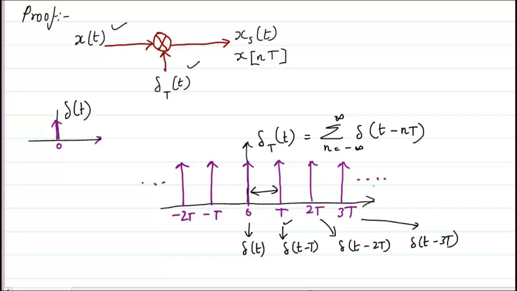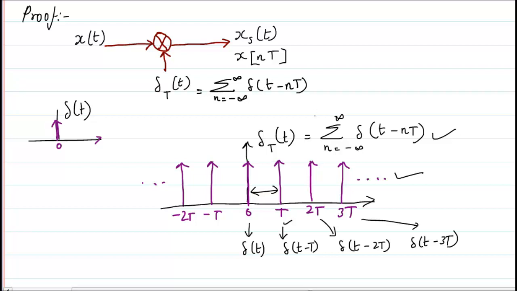This is important to remember: when we talk of a train of delta signals, it is basically this particular equation. It is a combination of many individual delta signals delayed in time. So I will write this as the summation, n equal to minus infinity to infinity, of delta t minus nT.